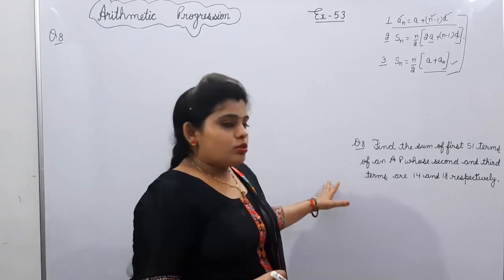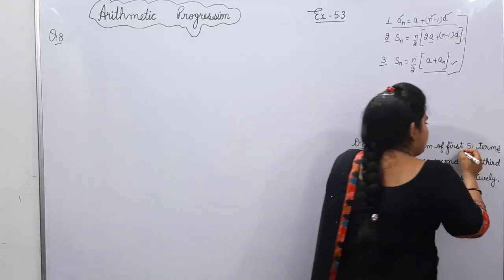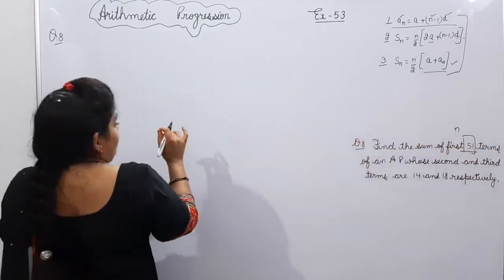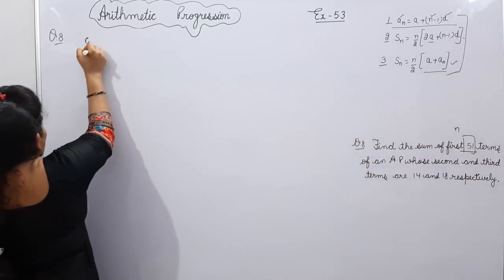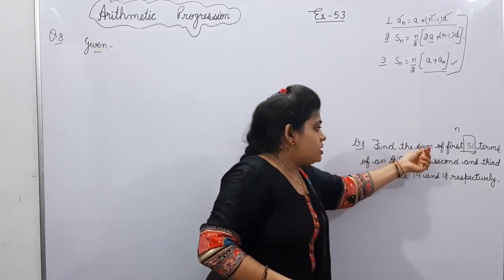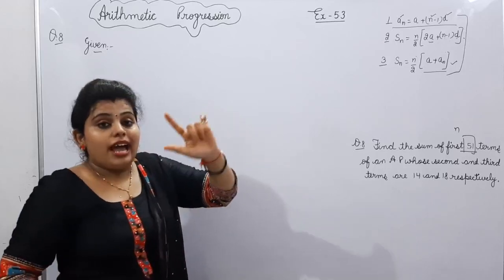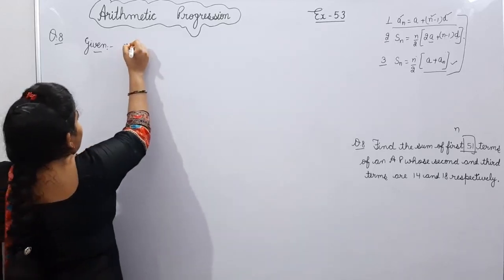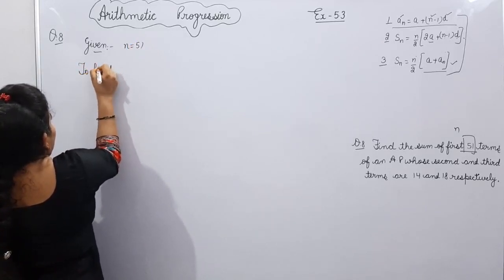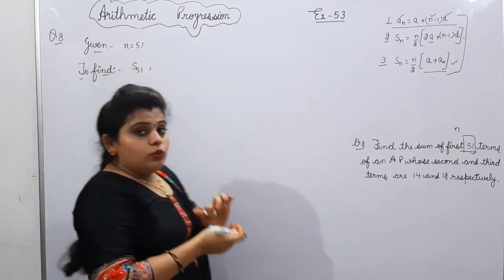Dear students, next question, question number 8. Find the sum of first 51 terms, which means n is equal to 51 is given. What is given in this question? Sum of first 51 terms we have to find, so n is equal to 51 is given. And what we have to find? S51. Okay, now come to the next line.